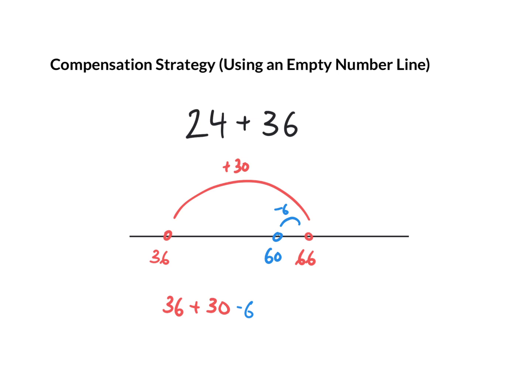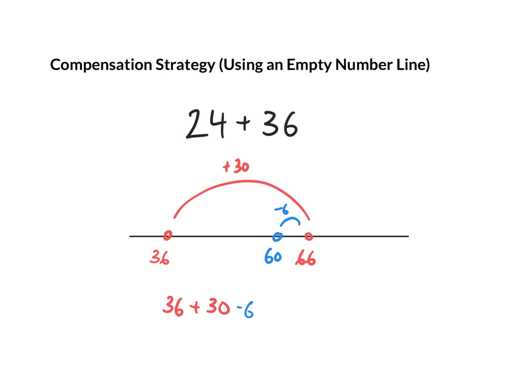If we start off at 36 and we want to add 24, what we can say to ourselves is, I don't want to add 24, I want to add 30. And then to get back to 24, I can take away 6. So I start at 36, which is my first number, and I add 30. Okay? So what I've done is I've built my 24 up to 30, and I've added 30 to 36.